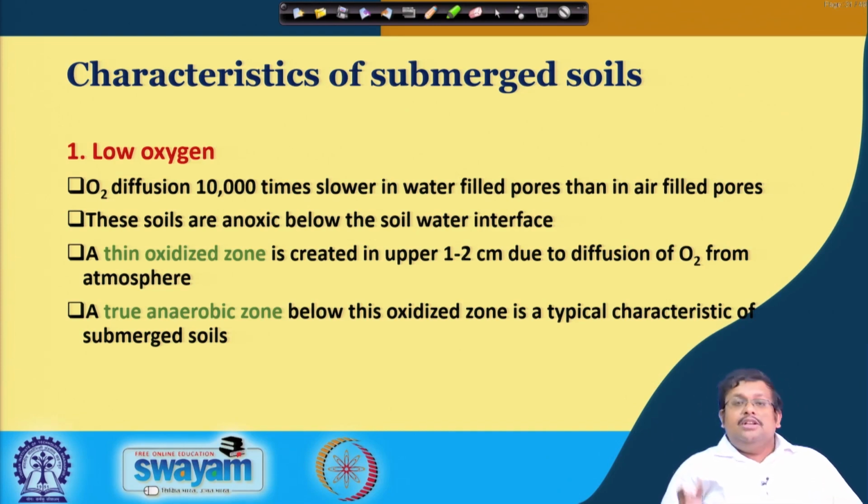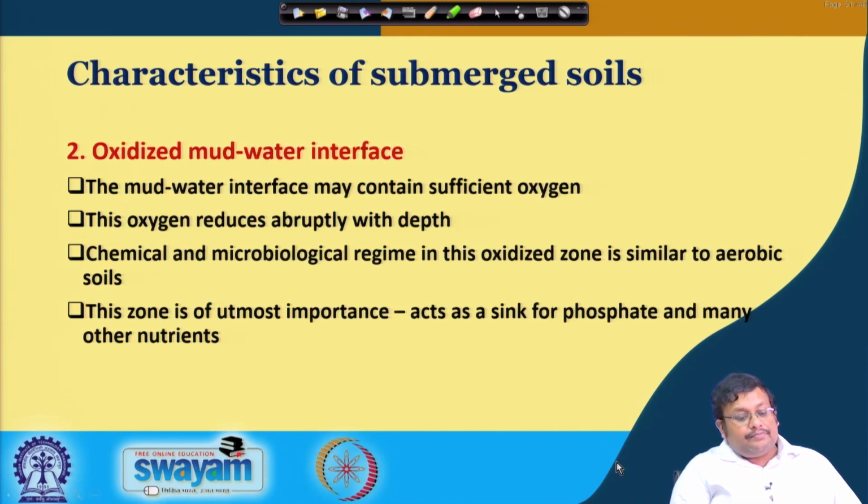submerged soils. So, again, the submerged soil has low oxygen because oxygen diffusion is very slow when the pore spaces are filled by water. These soils are anoxic. They will produce a 1 to 2 centimeter upper partially oxidized layer because of the diffusion of oxygen from the atmosphere, and produce a true anaerobic zone below this oxidized zone, which is a characteristic of the submerged soils.